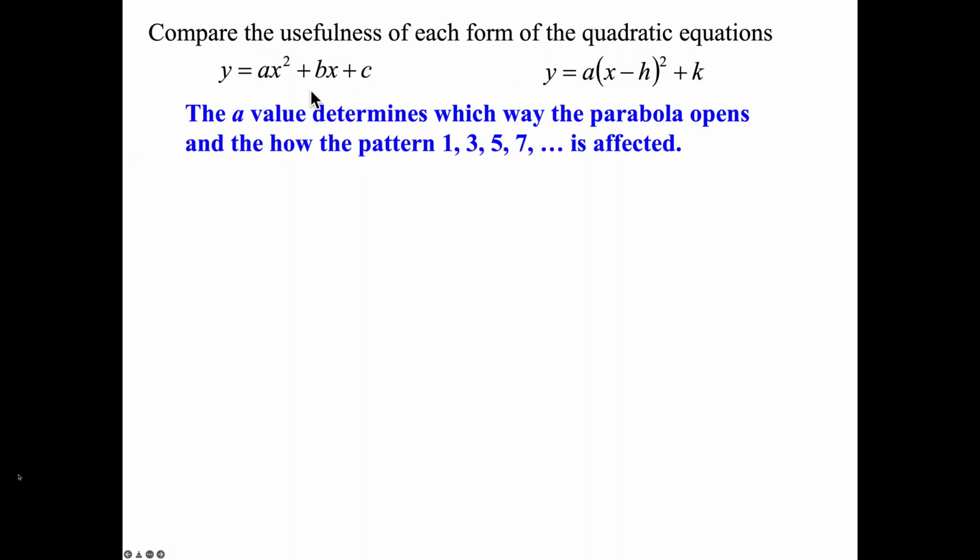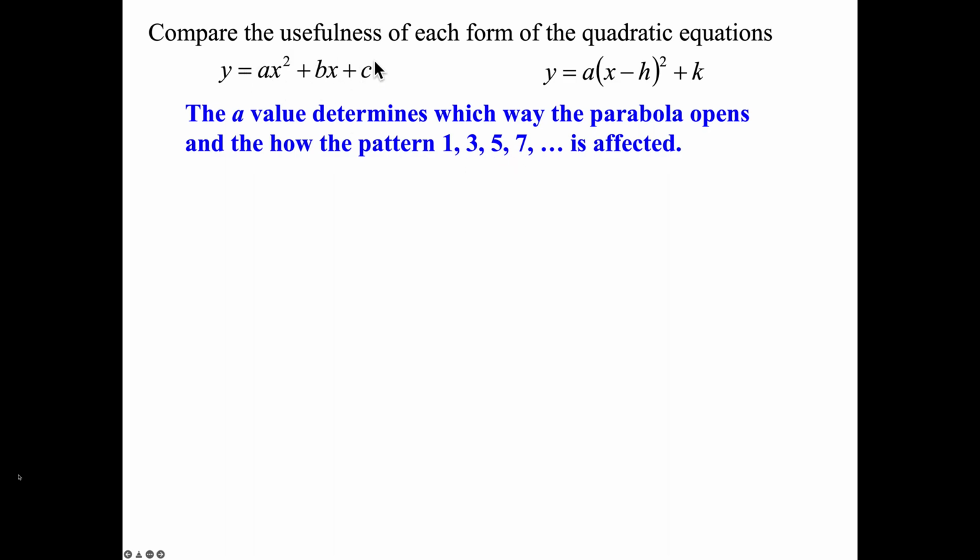All right, next, quickly wanted to discuss the patterns here. You don't have to write this down unless you want to. The usefulness between these 2 equations. In both these equations, A is known. It tells us how the parabola is going to open, whether it opens up or down. If A is positive, it opens up. A is negative, it opens down. And it also tells us how we change our pattern for graphing. 1, 3, 5, 7, you multiply that A to those values.